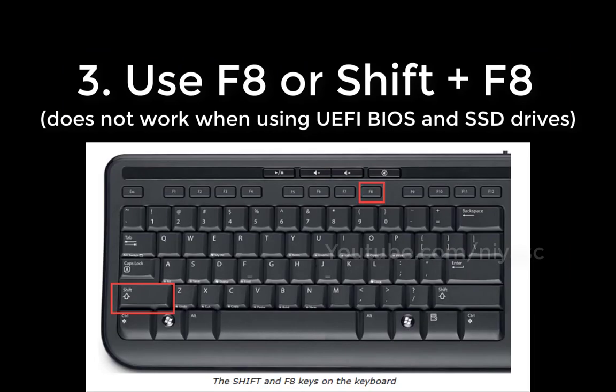The third method: use F8 or Shift plus F8. This does not work when using UEFI BIOS and SSD drives. In Windows 7, you were able to press F8 just before Windows got loaded to open the Advanced Boot Options window, where you could choose to start Windows 7 into safe mode. Some websites advise you to press Shift plus F8 just before Windows 10 starts loading so that it launches the recovery mode, from where you can boot into safe mode. The problem is that most times Shift plus F8 and F8 do not work, even though they are correct commands supported by Windows 10.